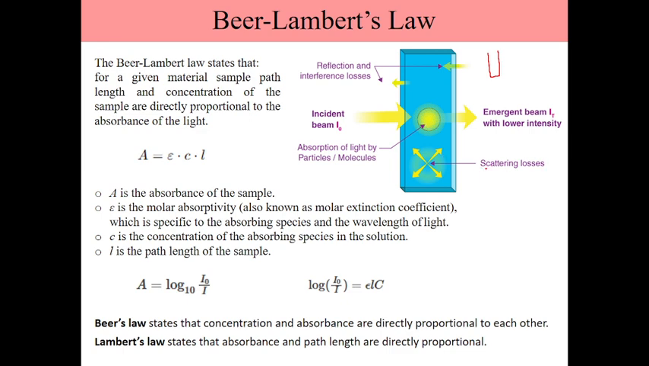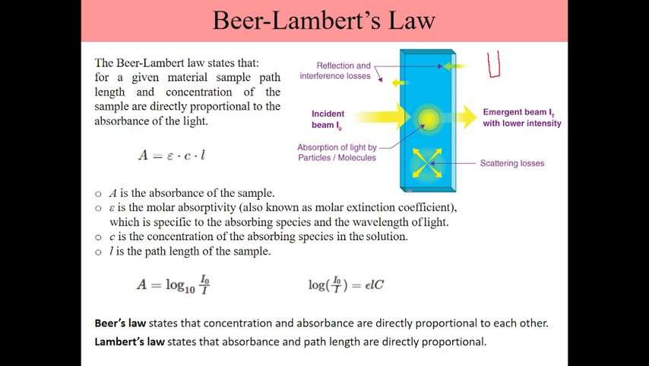So look at this, there is scattering loss. Some of the light gets reflected, so reflection and interference loss. This does not even reach it, it gets reflected in the opposite direction, and then some light is absorbed by it and then emitted by it. This light that gets emitted is called the emergent beam. The incident light has an intensity of I naught, and the emergent beam has an intensity of I T. This is lower intensity, of course, because some of it has been absorbed, right?